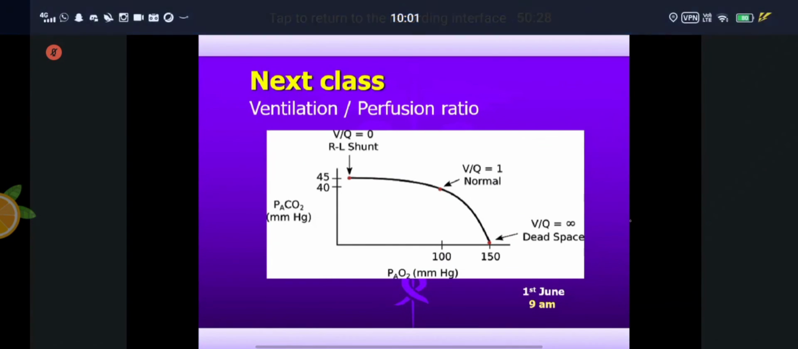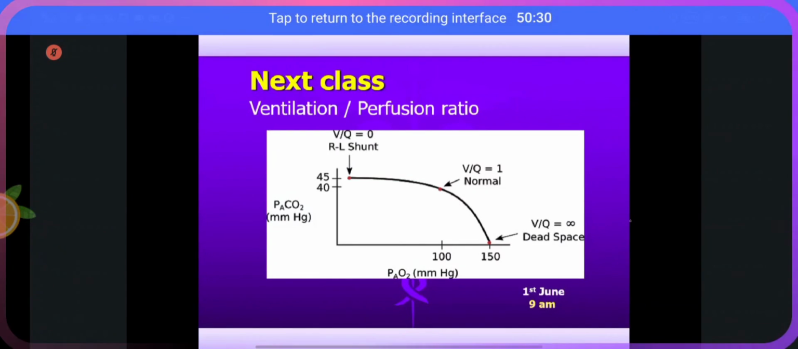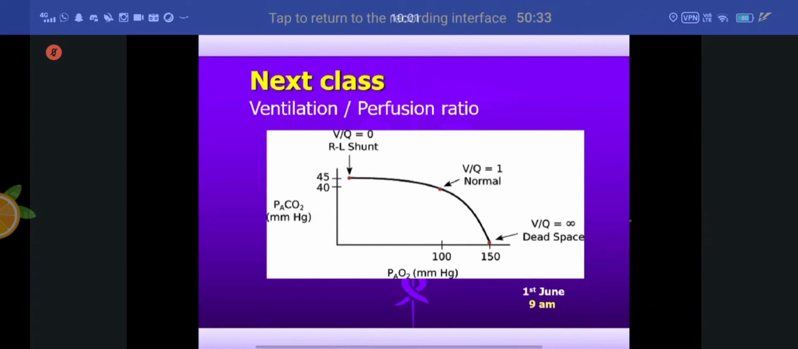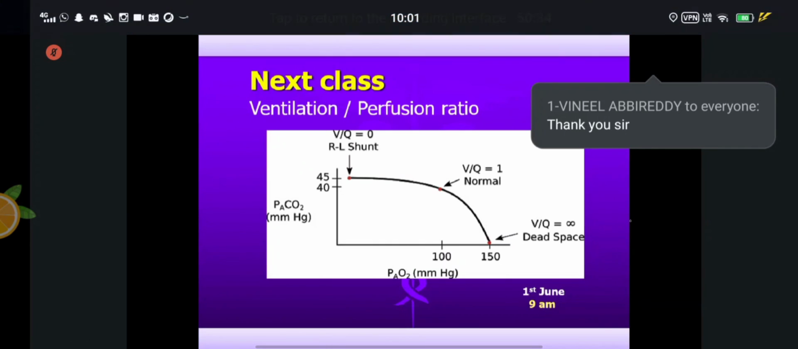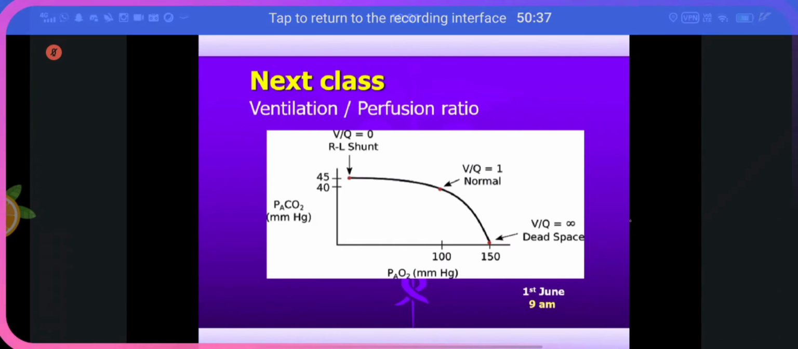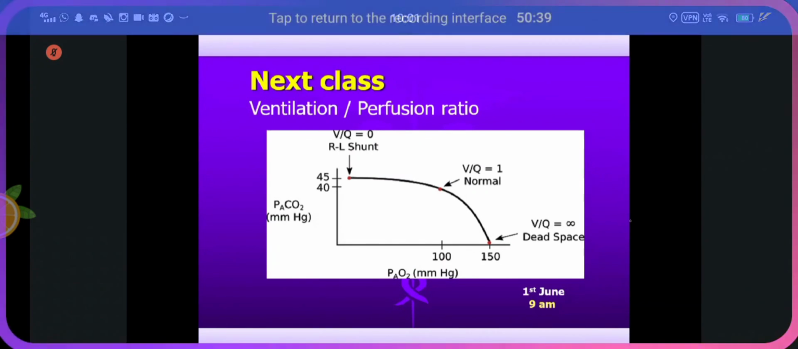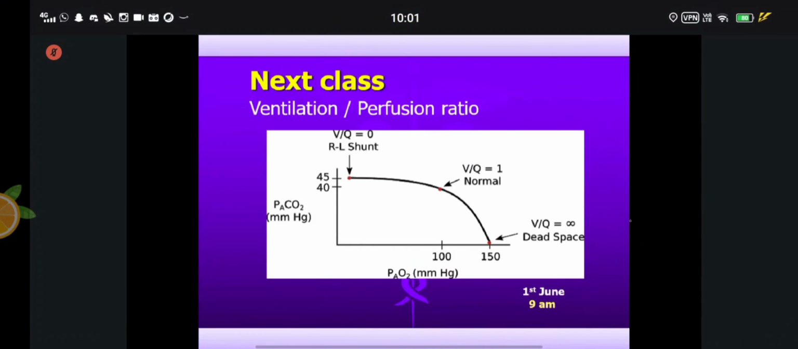Okay, next class will be on ventilation perfusion ratio, which is an important topic from the respiratory system. This can be a 5 mark question or part of an essay question that we'll deal with on 1st June, 9 o'clock.